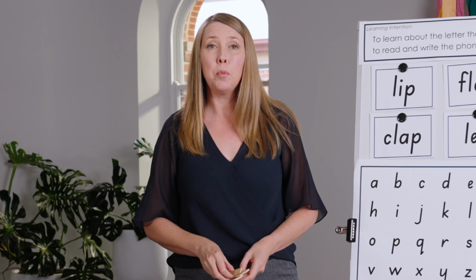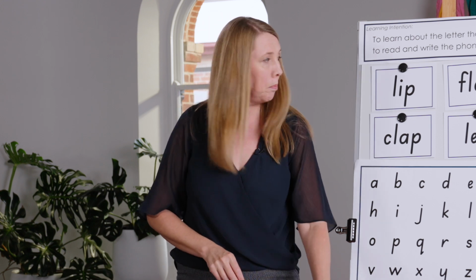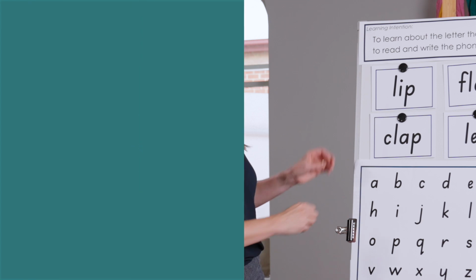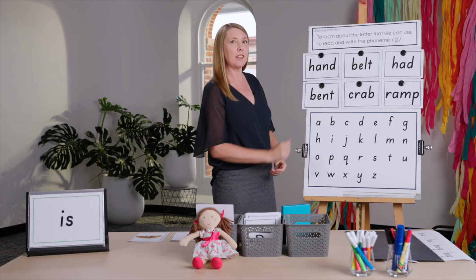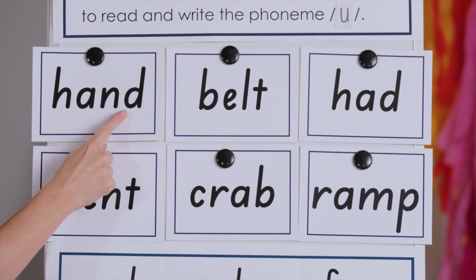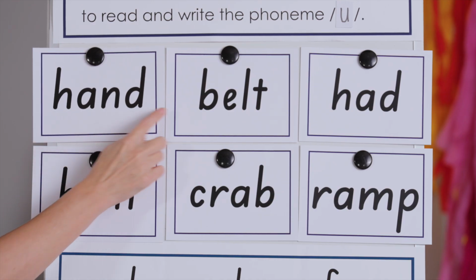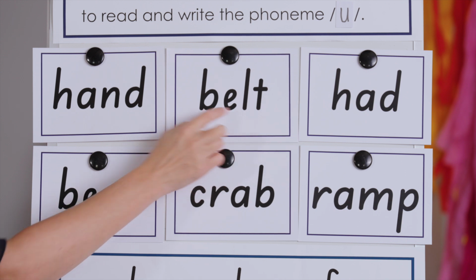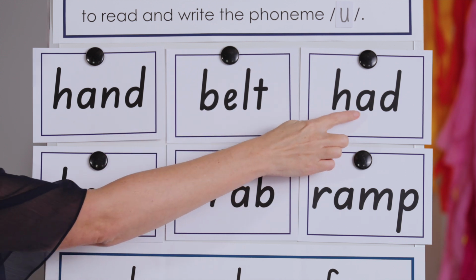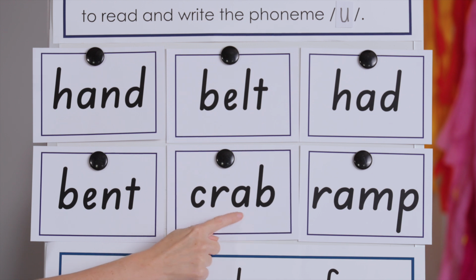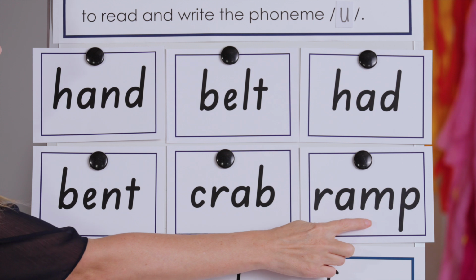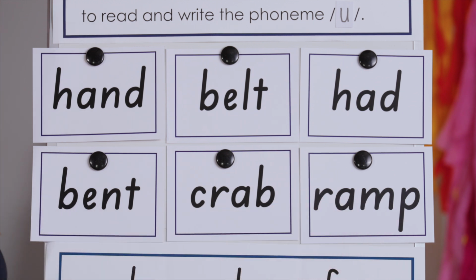Now we're going to read some words that we have read before, but I'm going to need to clear my board. Are you ready to read some words? Let's sound them out and then blend them together. A, n, d, hand. B, e, l, t, belt. A, d, had. B, e, n, t, bent. K, a, b, crab. And the last one, a, m, p, ramp.